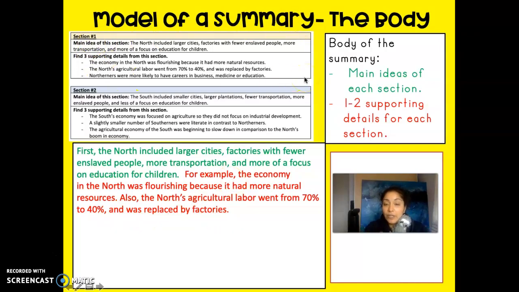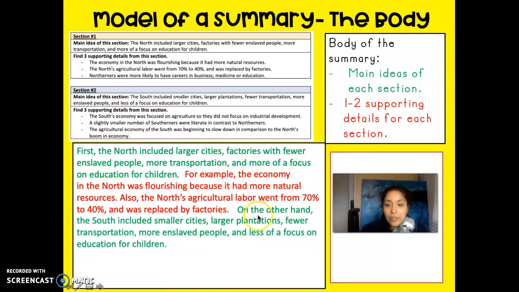All right, I included the main idea of that section and 2 supporting details of that section. So now I'm going to do the next section. First, I'm going to start with the main idea. Whoa, there we go, that sound effect.